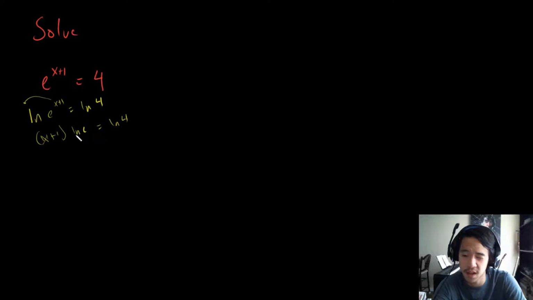So ln of e, this is just 1. So we're just left with x plus 1 over here is equal to ln of 4. So now we just need to subtract 1. So we have x is equal to negative 1 plus ln of 4.